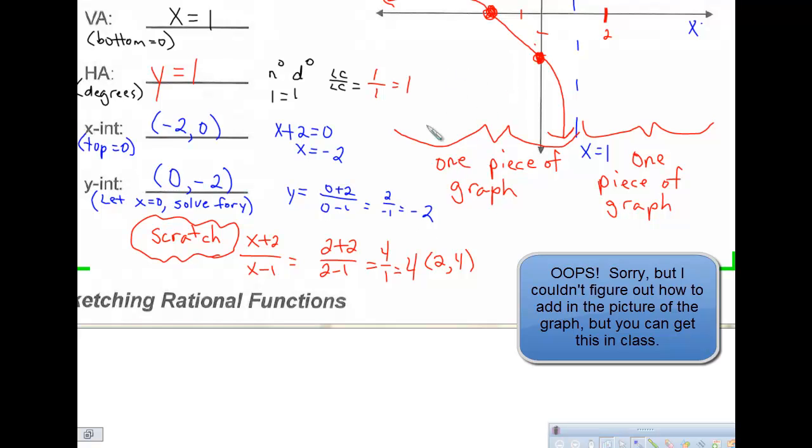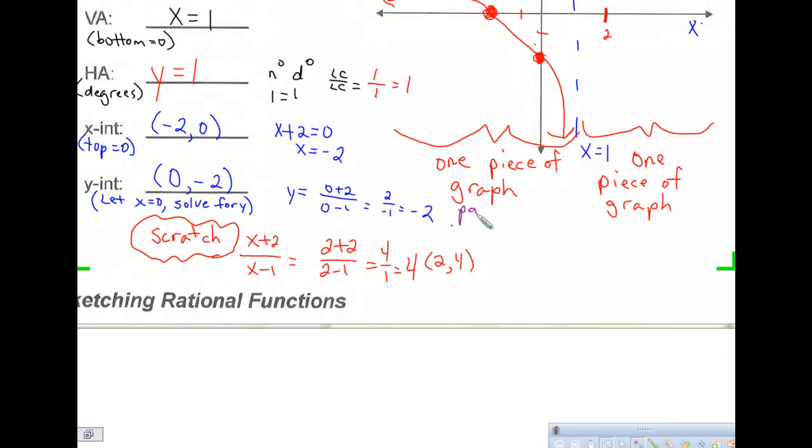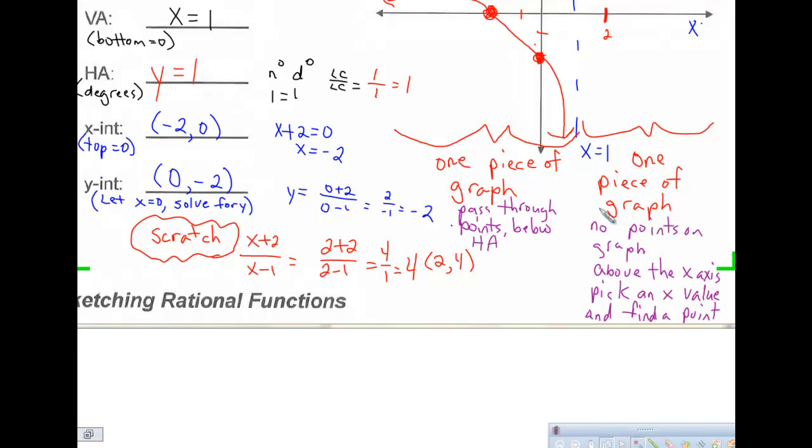So the piece on the left side of the vertical asymptote passes through the points, so it's below the horizontal asymptote. On the right-hand side of the vertical asymptote, there were no points on this side. We already knew that the point would be up here, so it's above the x-axis. We pick an x value and find a point to give us a better idea of where it's located.